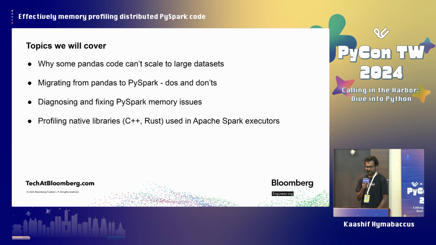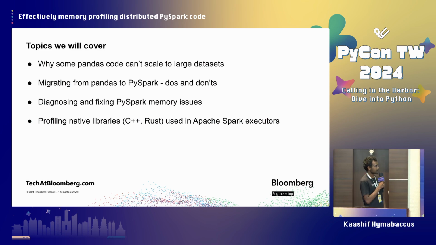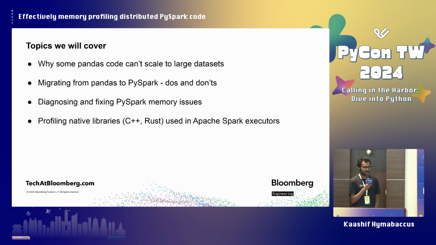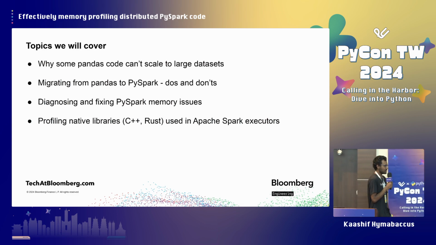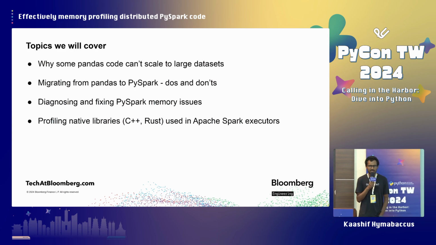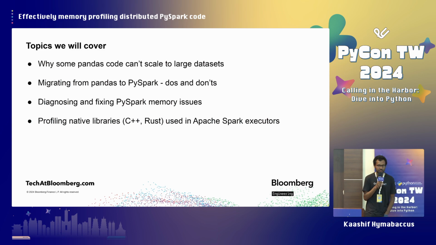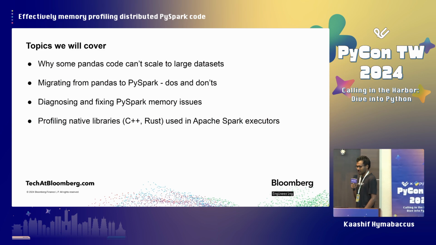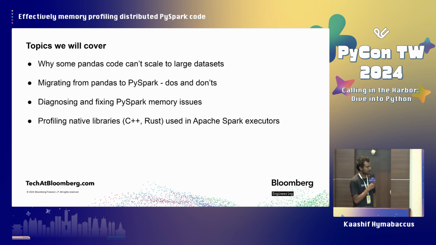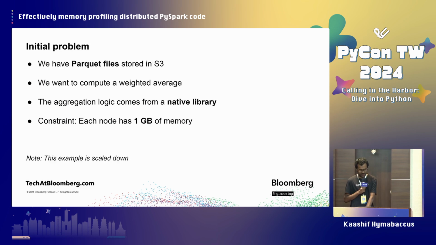And the last thing I'm going to talk about is one of the more challenging cases, which is when you have business logic that lives in a native library written in C, C++, or Rust, and you want to use that with your Apache Spark executors, but you're running into all of these issues with scaling, like memory issues, out-of-memory issues, or just general slowness. So I'm going to go over that case too. So let's get into it.